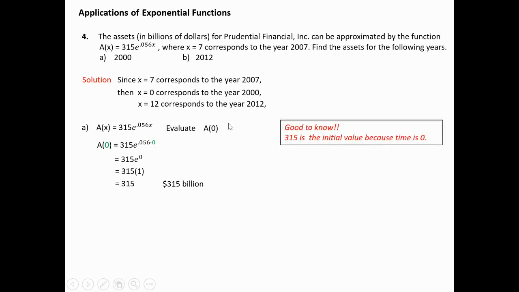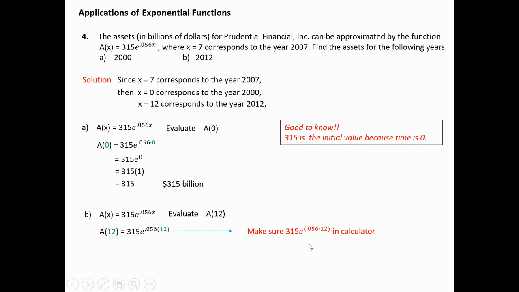Now it's good to know that 315 is the initial value because time is 0. So when t is 0, this is the initial value. This is useful to know for the next problem that we're going to do. But let's continue with B. We're going to evaluate A at 12, which means I'm going to plug in 12 for the x. Here you have to be careful. Make sure in the calculator that you put parentheses for the exponent, and you put 0.056 times 12 and then close parentheses.